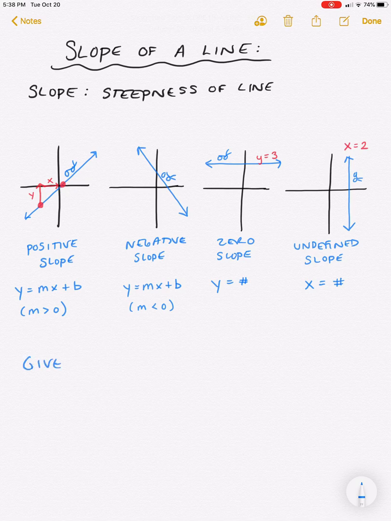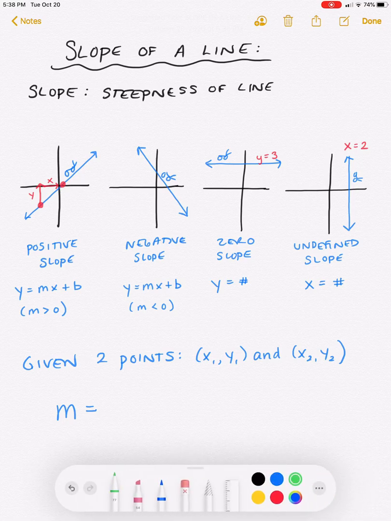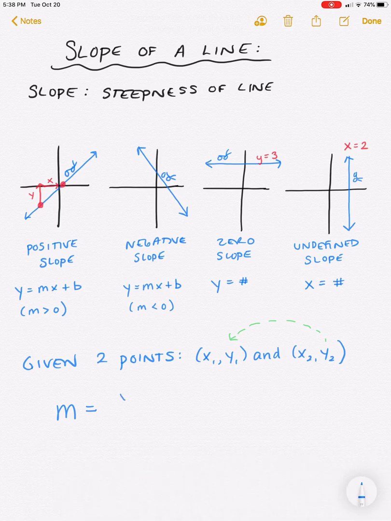So given two points, suppose our first point is x sub 1 and y sub 1, and I give you a second point, x sub 2 and y sub 2. We can then use the slope formula to find our slope. So we're going to say that m equals, now what the slope formula says is that we're going to take the second y coordinate and subtract it from the first coordinate. So we're going to say y2 minus y sub 1.